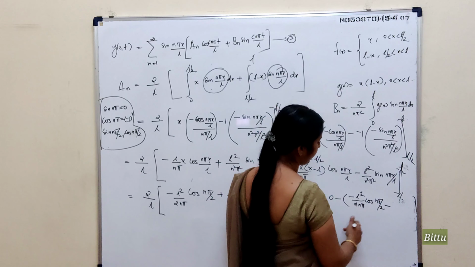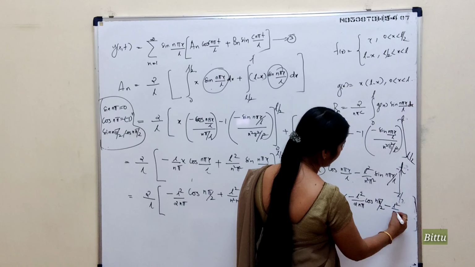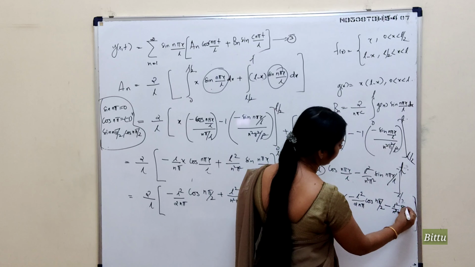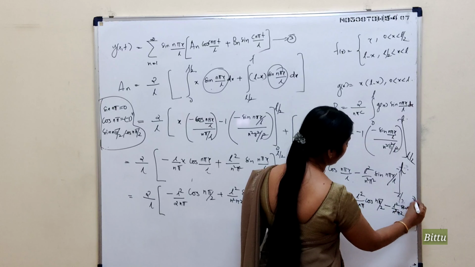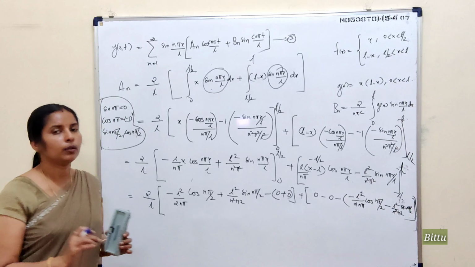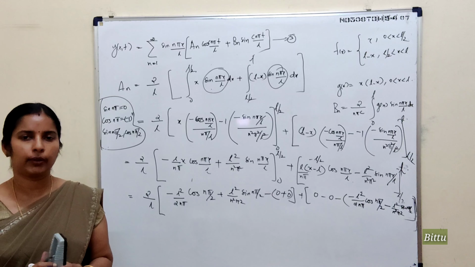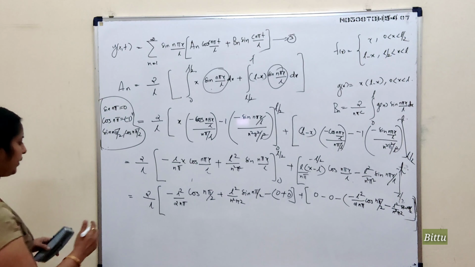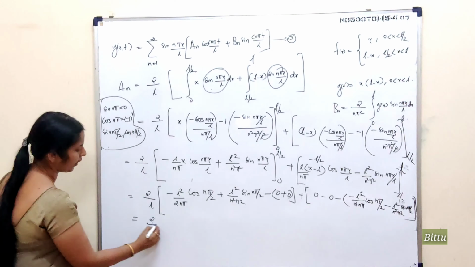So it becomes cos n pi by 2 minus L square by n square pi square. When x is L, you can see L will cancel and the term is sin n pi by 2. By putting the upper and lower limits, whenever you see cos n pi by 2 and sin n pi by 2, you have to keep that term as that term itself.